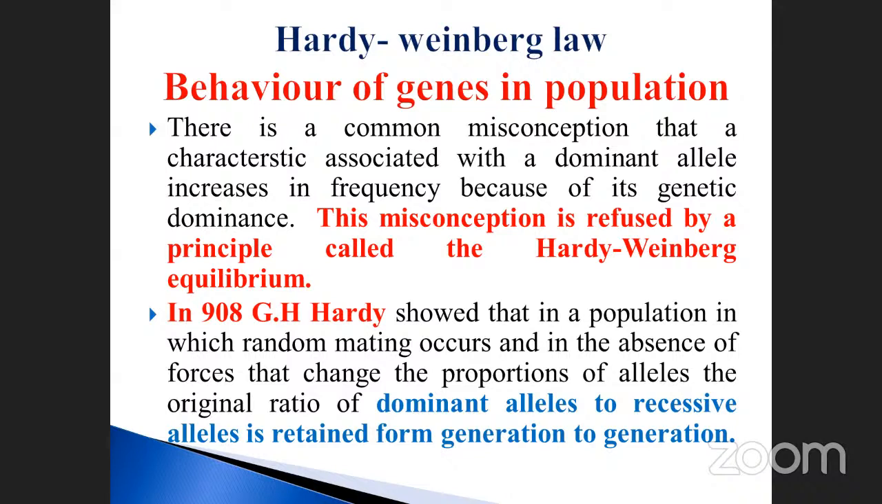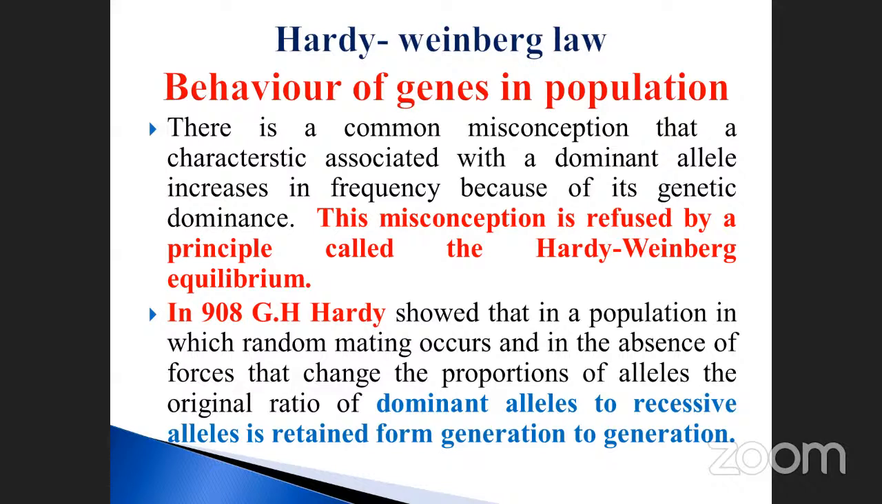In 1908, G.H. Hardy showed that in a population in which random mating occurs, and in the absence of forces that change the proportion of the alleles, the original ratio of dominant alleles to recessive alleles is retained from generation to generation. What is the meaning of this?